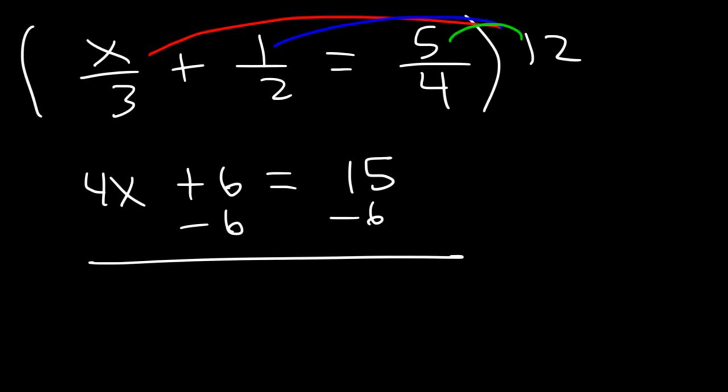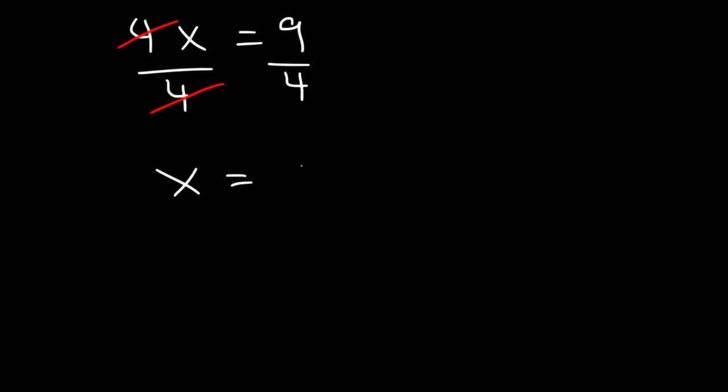Now, let's subtract both sides by 6. 15 minus 6 is 9. So we have 4x is equal to 9. Let's divide by 4. So now we have an improper fraction. X is 9 over 4. And that is the answer.